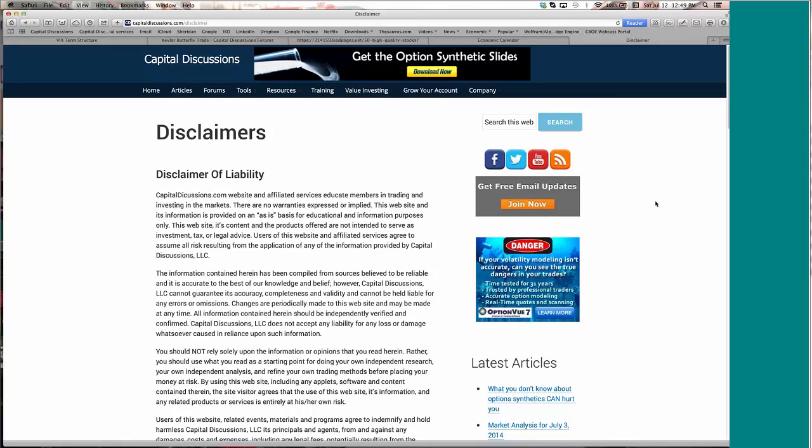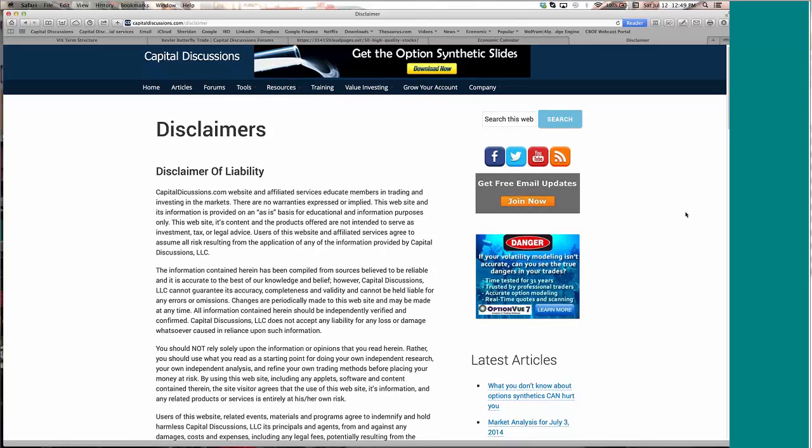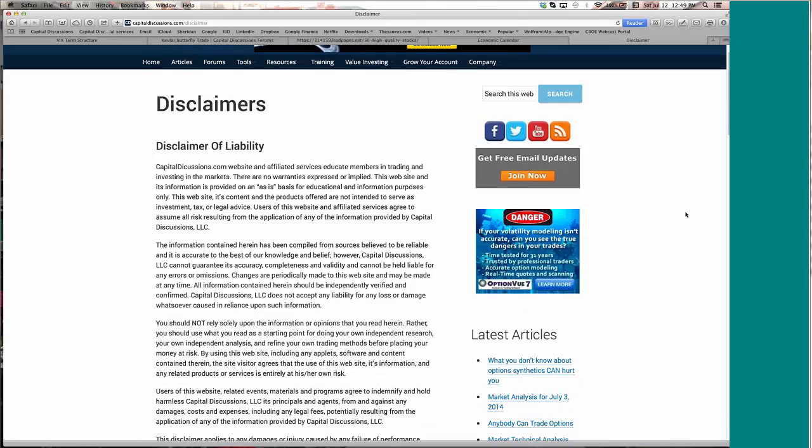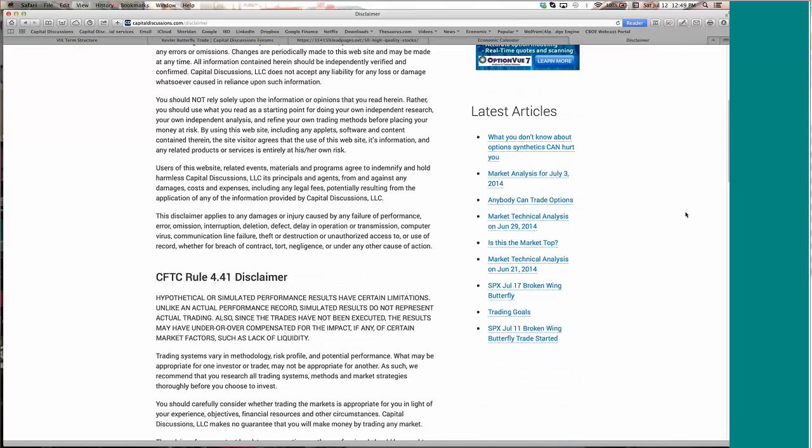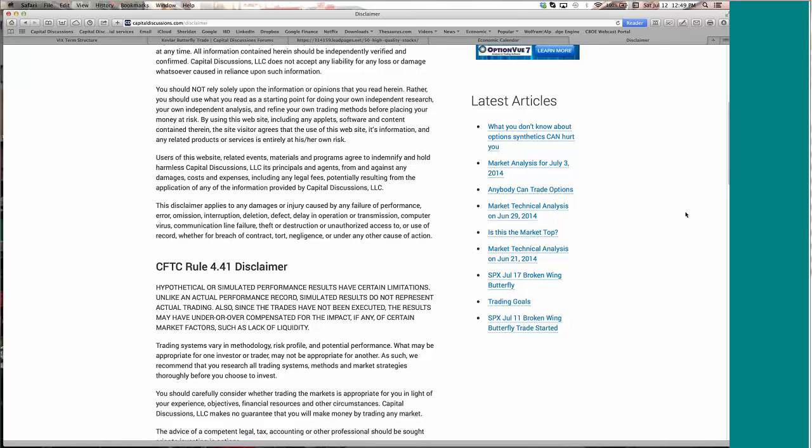Before we get started, we have our standard disclaimer that this is for educational purposes only. We don't know you or your situation, and Capital Discussions is not an investment advisor. We don't have any way of knowing what level of risk is appropriate for you.